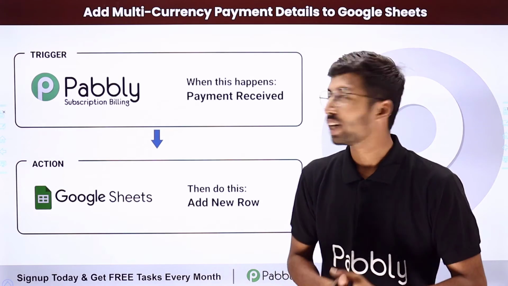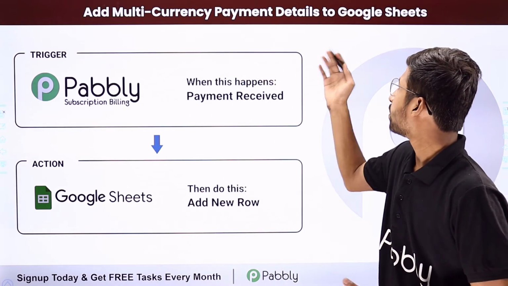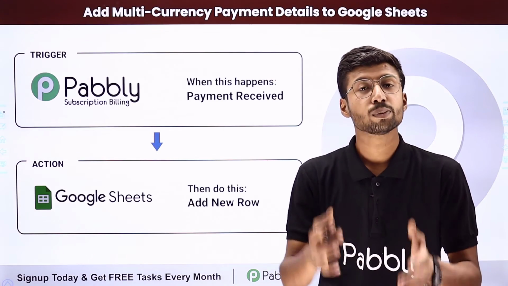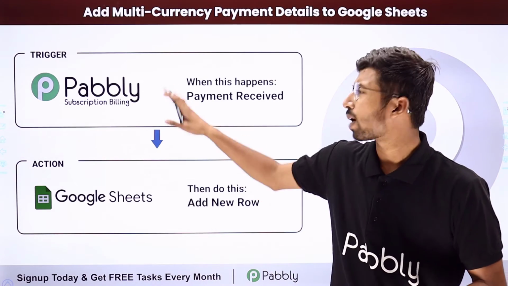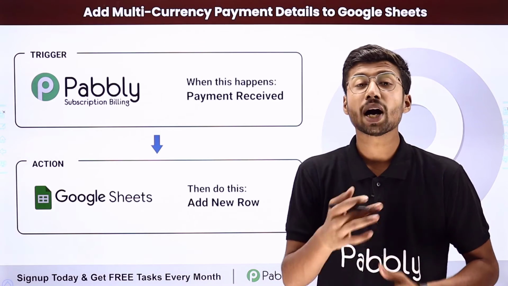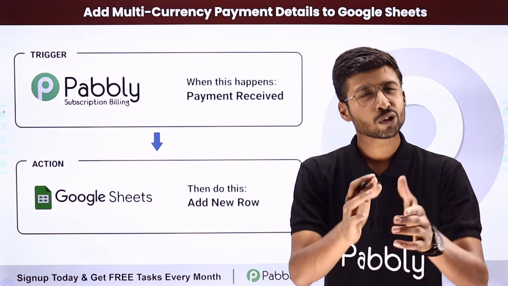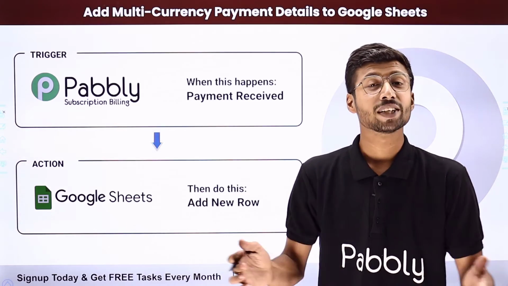So in this video, we will learn how to add multi-currency payment details to Google Sheet. Now suppose, guys, you are collecting payments from your customers in multiple currencies using Pabbly Subscription Billing, and you want to add those payment details from multiple currencies into their respective Google Sheets. So let me tell you, you can completely automate this process.